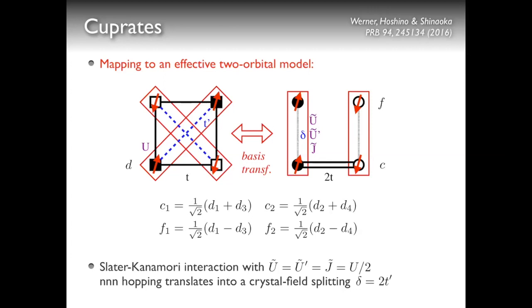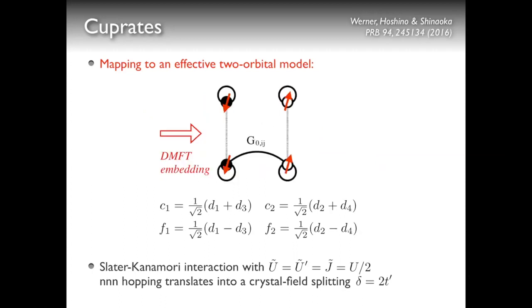And it turns out that the Hamiltonian for this 2-orbital model is exactly that of a Slater-Kanamori system, although with quite unusual parameters, namely U, U prime, and J. They are all the same and given by the original U divided by 2. Okay, now we can embed this into a lattice in the DMFT spirit, and then we have the hybridization structure that is sketched on this slide here.